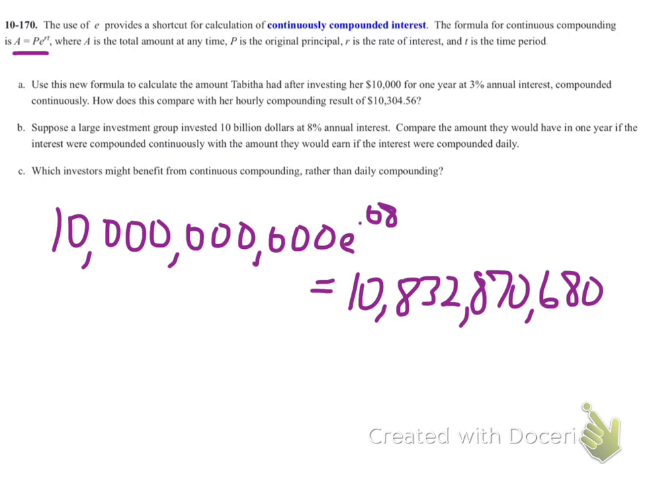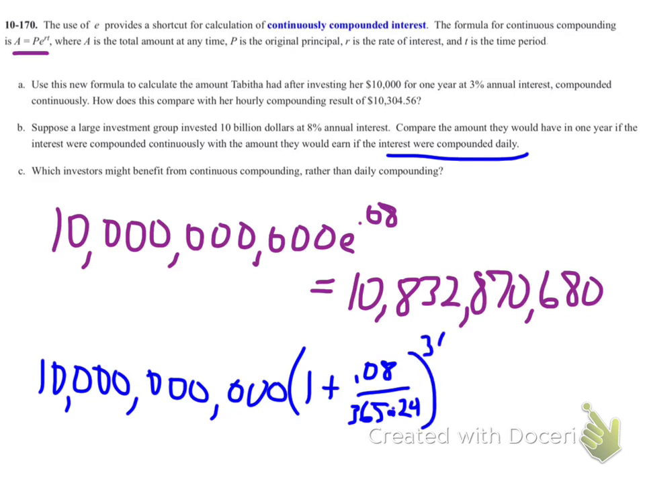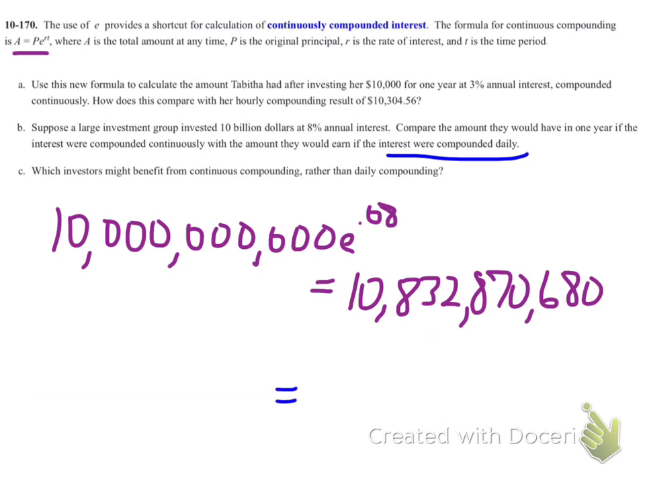The other formula then, if we're compounding hourly, so again, that formula is going to be our 10 billion times 1 plus 0.08 divided by 365 times 24. My exponent is 365 times 24, because that's how many times it's being compounded throughout the year. When we put that number into our calculator and figure that out, we're going to have a fairly significant difference here.